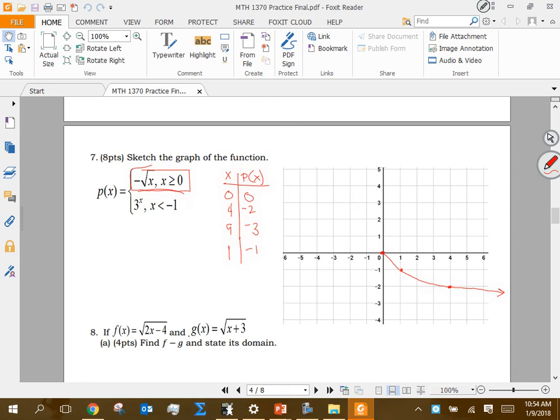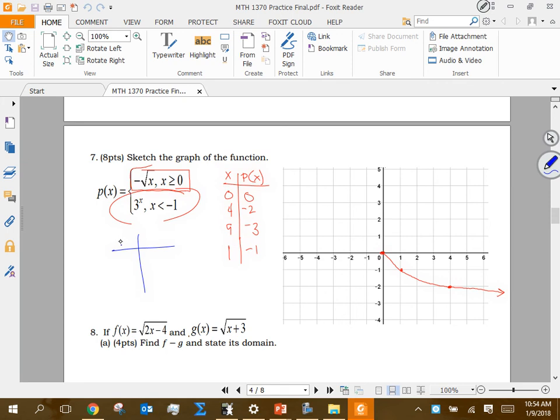Now I'm going to do this one. Let's do that one just in blue. Here are my x values, and here are my p of x values. This is an exponential, so we should know when x is 0, we get 1 back. Well, actually, let's do it this way. Kind of silly to do it that way. Erase this.